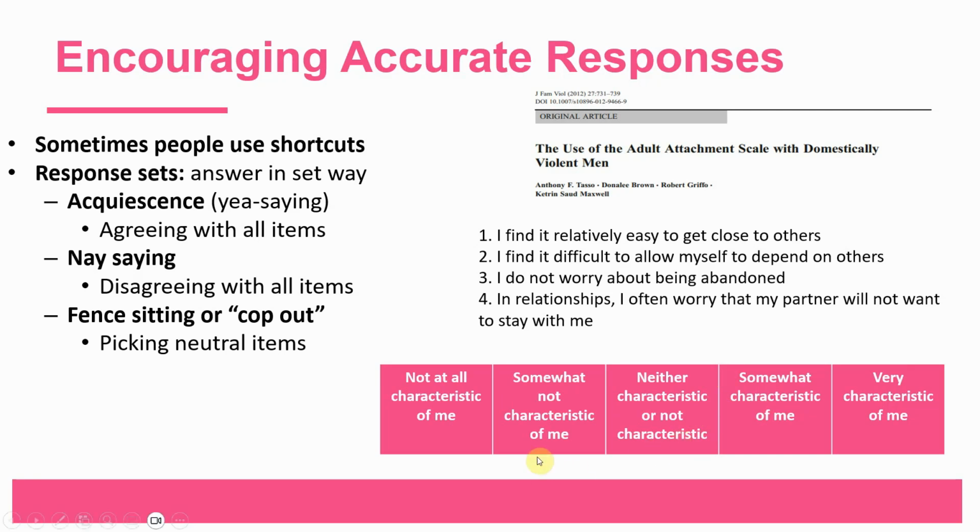So one way to at least handle this tendency to pick the neutral item is to remove the middle option. And so instead of giving 5 different options, get rid of the one in the middle that's neutral, or this is neither characteristic nor not characteristic of me, because then people have to make a choice. Is it more like me or more not like me?